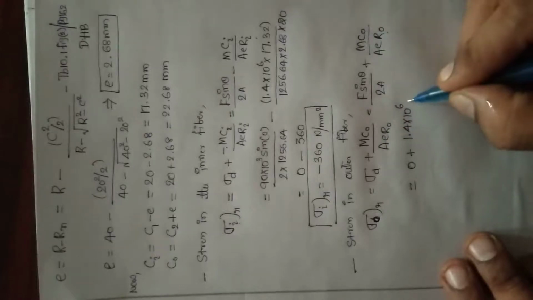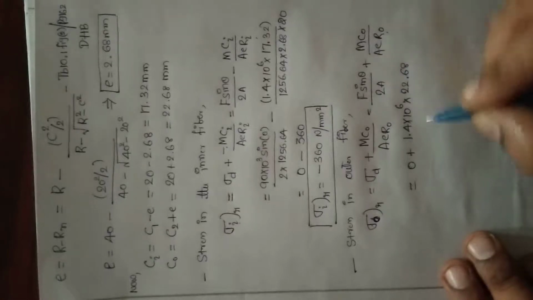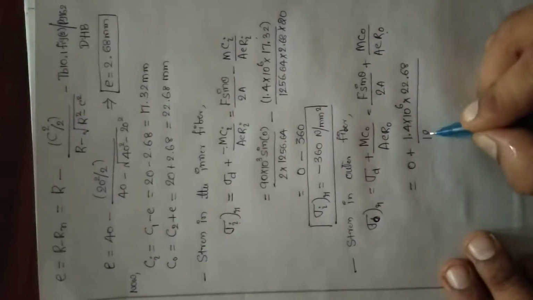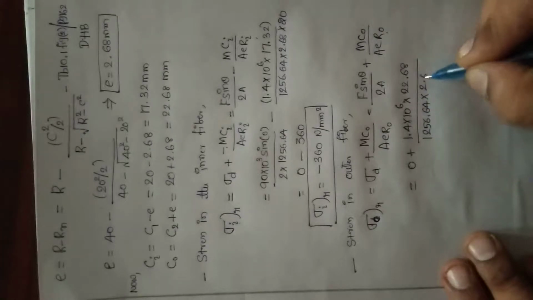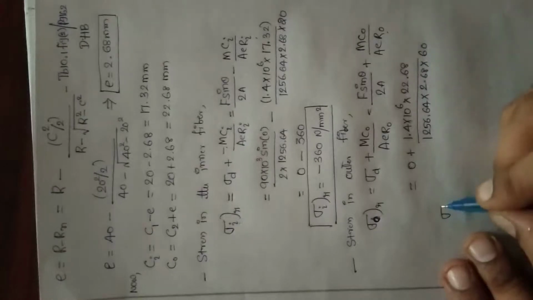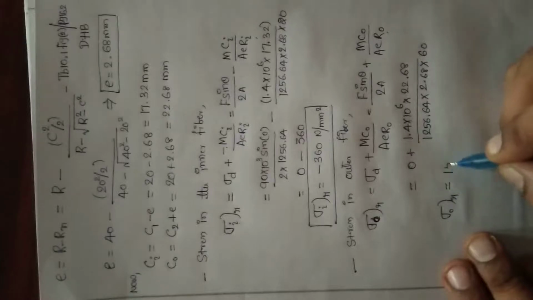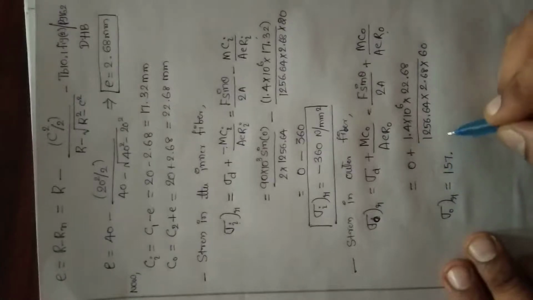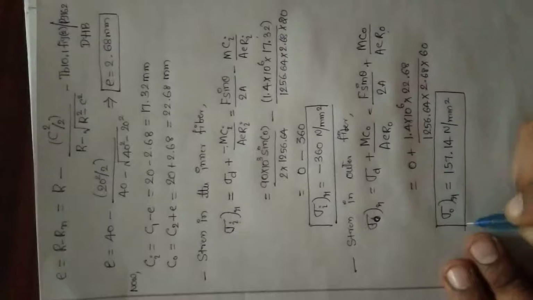raised to 6 into C naught. I got C naught is 22.68, whole divided by area 1256.64, e 2.68, R naught is 60. So I will get the stress in the outer fiber, sigma naught R, equal to 157.14 Newton per mm square. Fine. So these are the stresses.